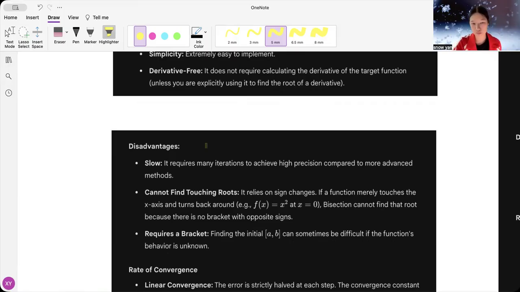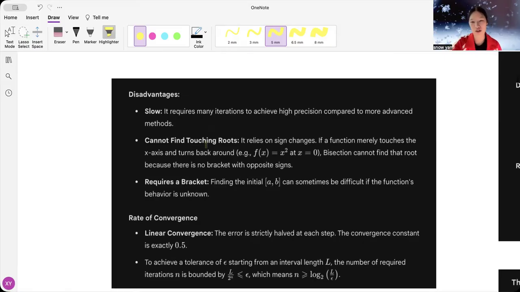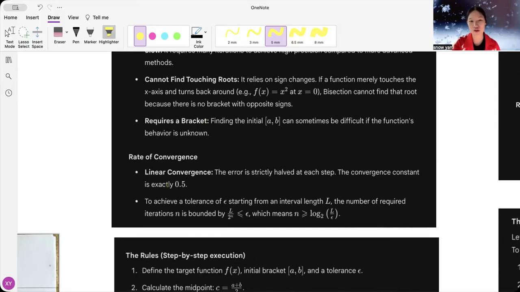Sometimes it can't find touching roots, which basically means that, for instance, if something was just tangent to the axis but doesn't cross, so it doesn't change signs, we can't find it. And it requires a bracket, which might be hard to find if we don't know the behavior of the function. The rate of convergence we talked about is linear with the rate as 0.5.